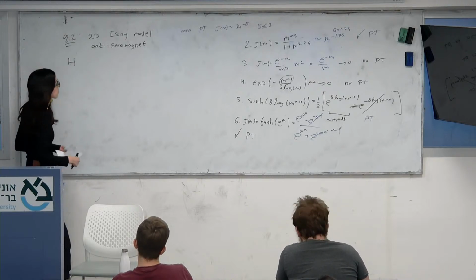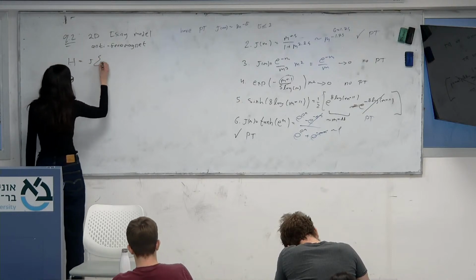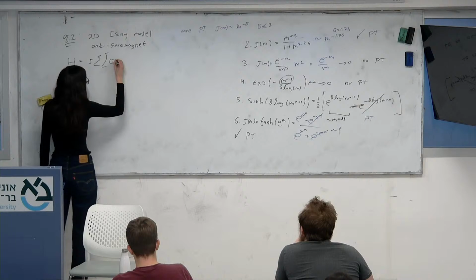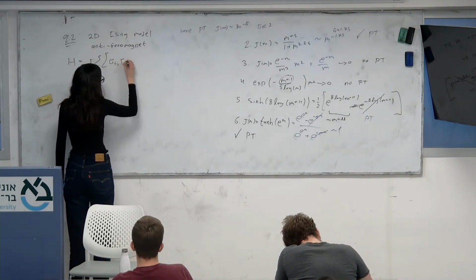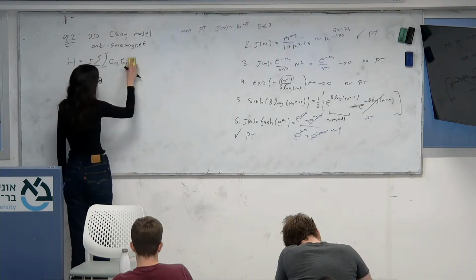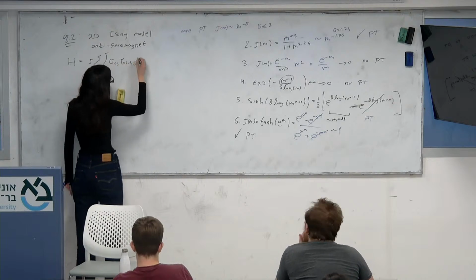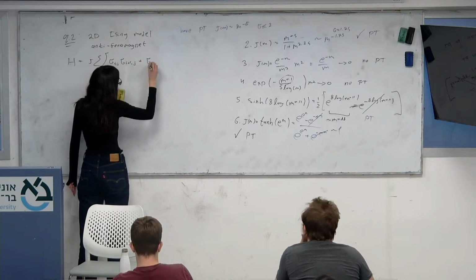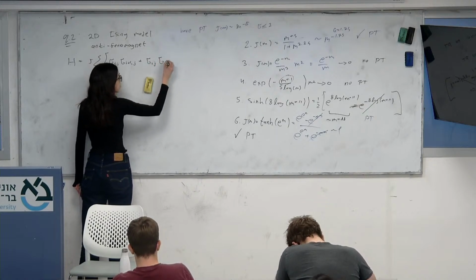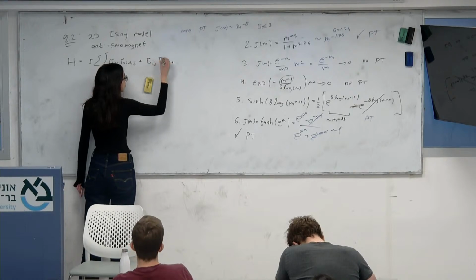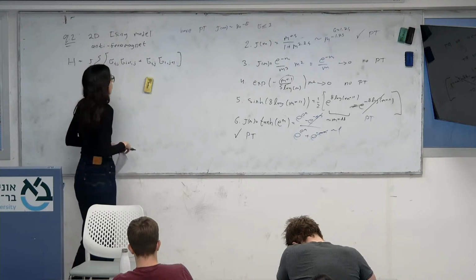So you have a two-dimensional grid. The Hamiltonian is the sum of sigma_ij sigma_(i+1)j and sigma_ij sigma_i(j+1). So either go on x or y.